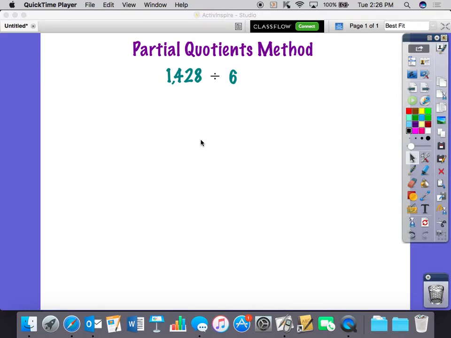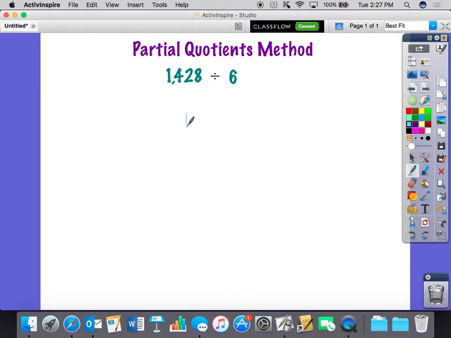Okay, so today in class we learned a new method called the partial quotients method. I'm going to go over this one just like I did yesterday when we talked about the place value sections method. We're just going to walk you through this one just to show you, so if you need extra help at home or practice, then you can view it there.